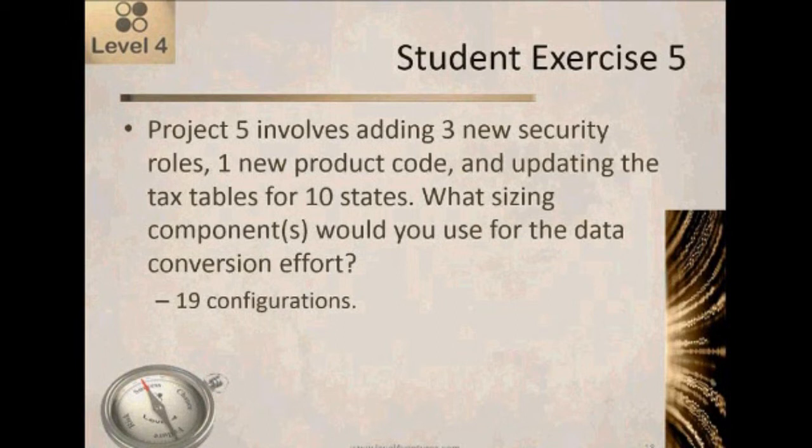The 3 new security roles. Well, those are configuration updates, and there's not a lot of specialized consulting that's going to go with that. So whatever consulting is required to add those security roles would be built into the effort to do those configuration updates. The product code is a configuration change normally. And then the tax tables, those are another example of a configuration change within the data that drive the subsequent behavior. But in this case, we've got 10 different states, so I would count that as 10 different configuration changes.